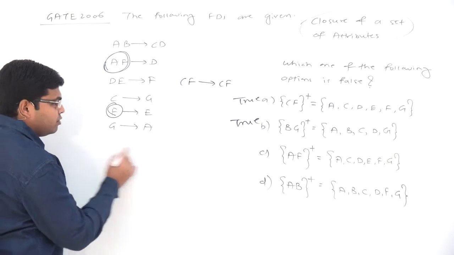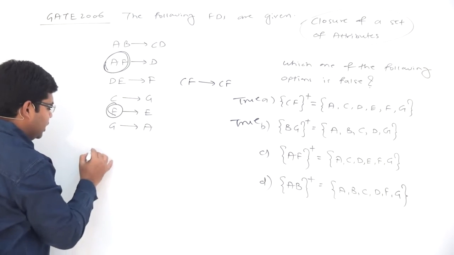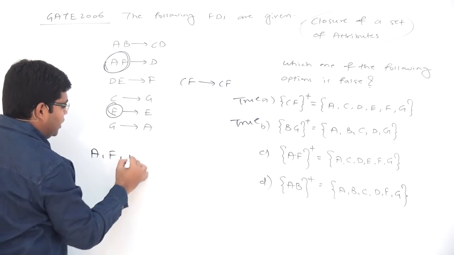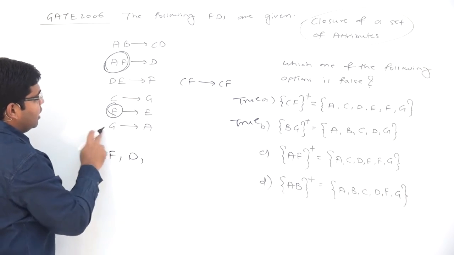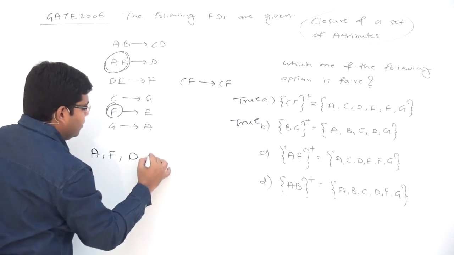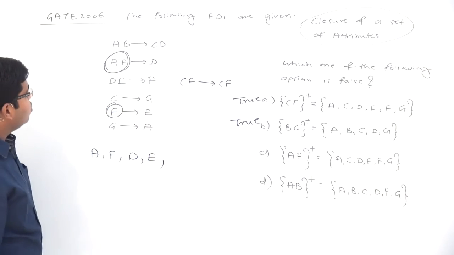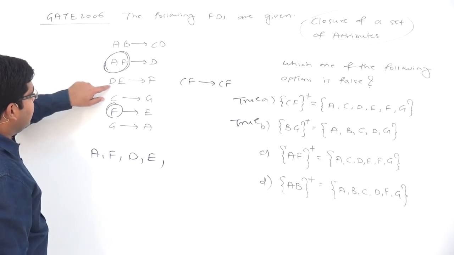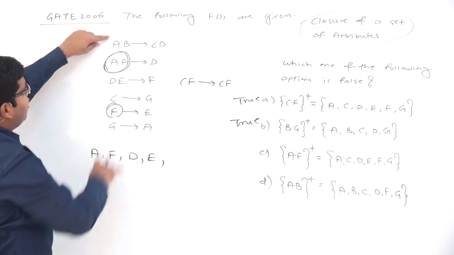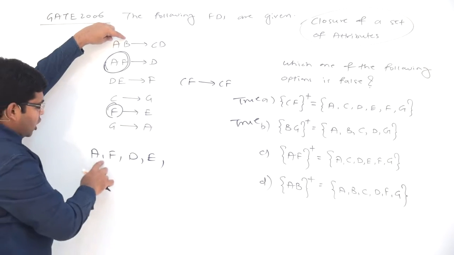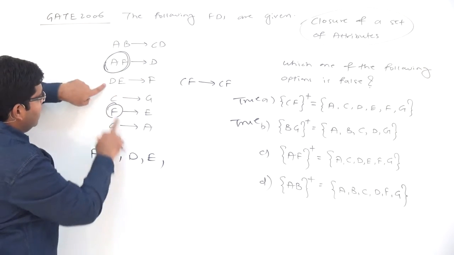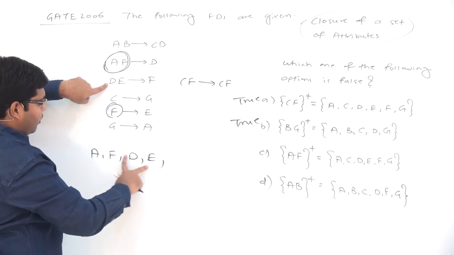Start with AF. So closure of AF will initially consist of A and F. Now AF will give the value of D. Okay. Then F will give the value of E. Now let's check all the attributes. Okay, DE will give the value of F, but F is already available. Now we will check from the beginning. AB is not applicable. AF will give the value of D, it is already present. DE will give the value of F, already present.